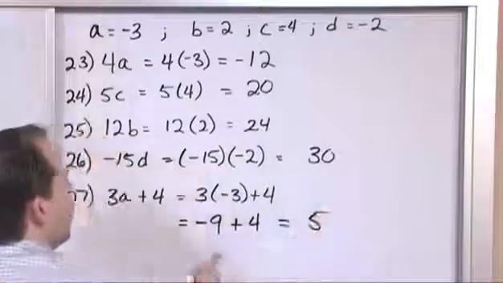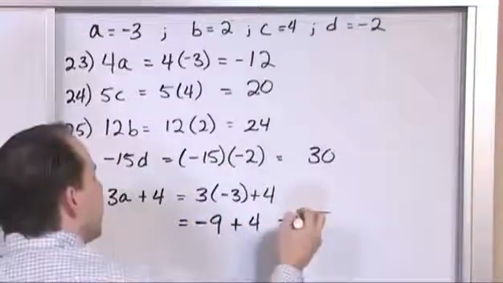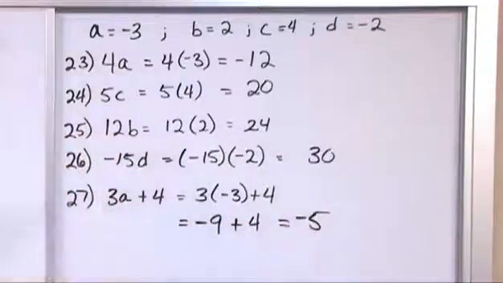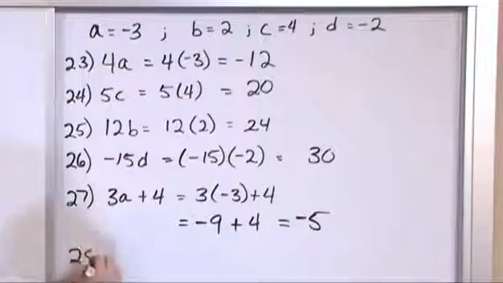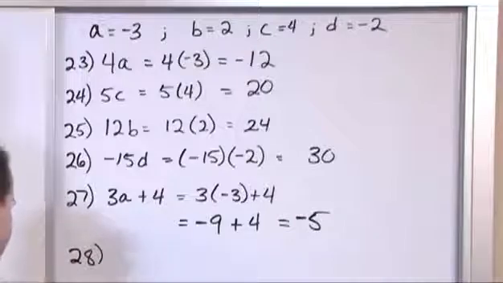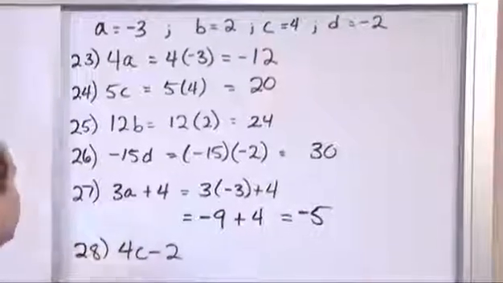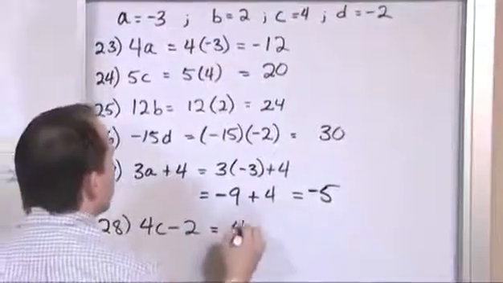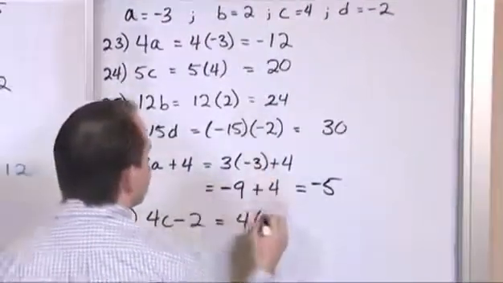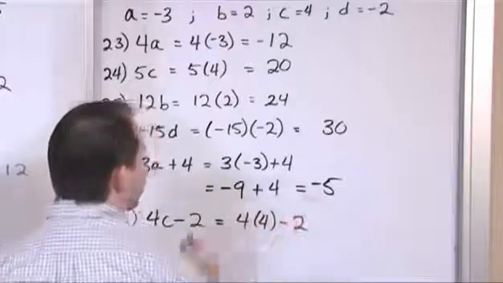So we're going to put a 5. The sign comes from the absolute value of the larger number. So we're going to get a -5 there. 28. Let's say we have 4c minus 2. 4 times c minus 2. So if we have 4 and c is 4 and minus 2.